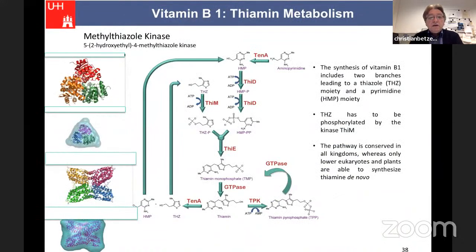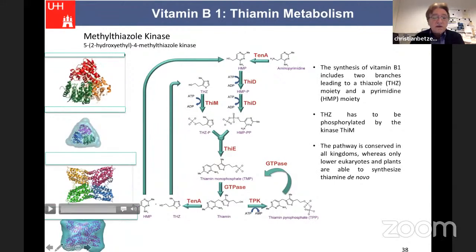We looked at 2 cycles, the vitamin B1 cycle. Also, I had PhD students from Pakistan involved in this, so we don't go too much into detail. There are a number of enzymes using HMP and THZ to produce thiamine, which is vitamin B1. Luckily we could solve all structures.